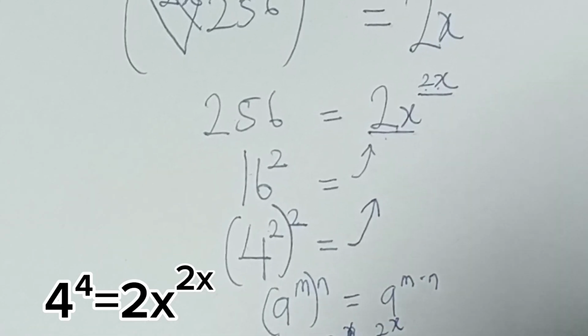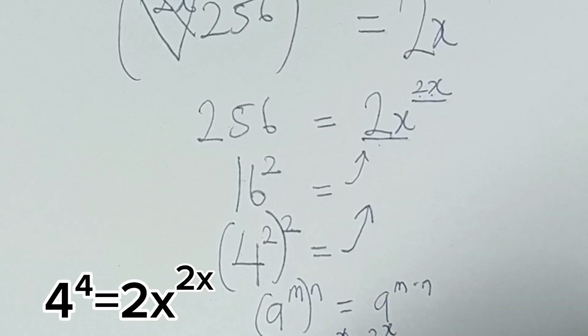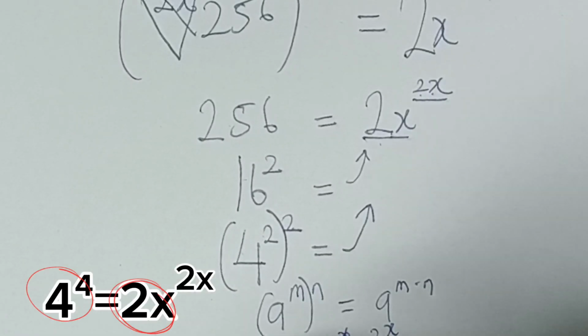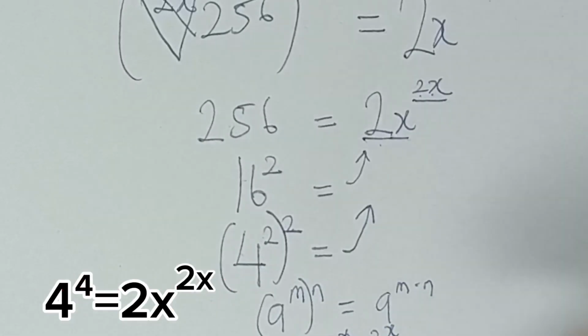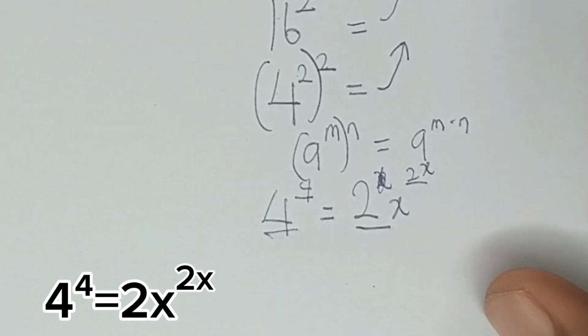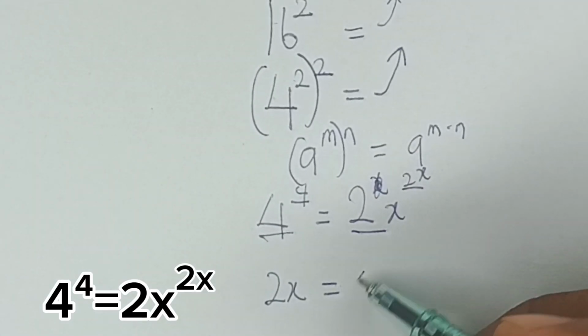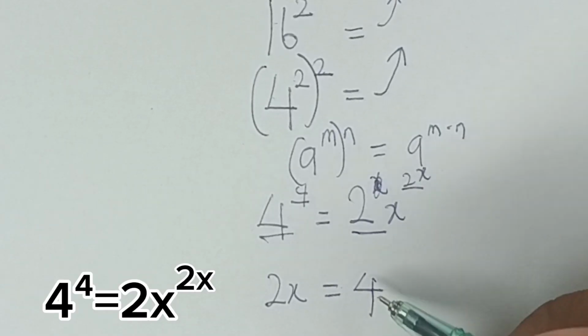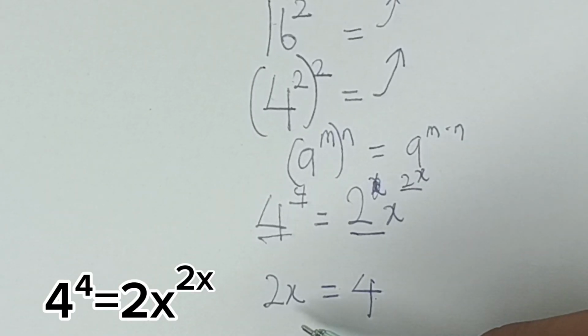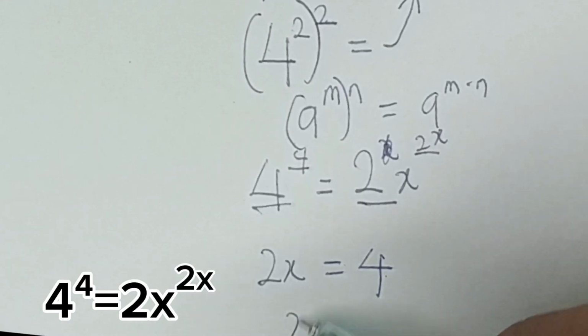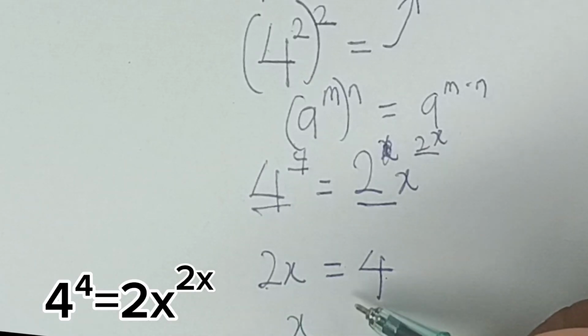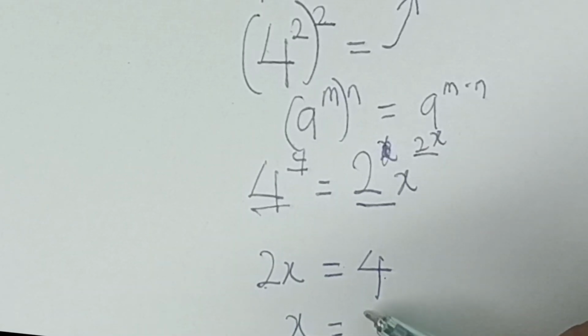Now, at this point, I want you to take an observation. You have 4 here, you have 2x. You have 4 here, you have 2x. So from here, we can just draw a conclusion that 2x is equal to 4. But then recall, we are required to find x and not 2x. Hence, x now will be equal to 4 divided by 2, which is equal to 2.